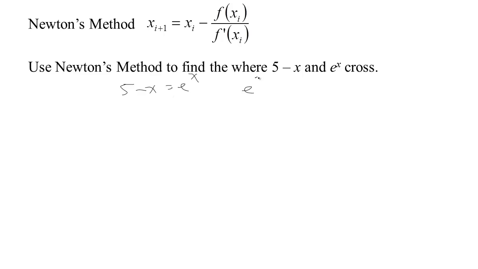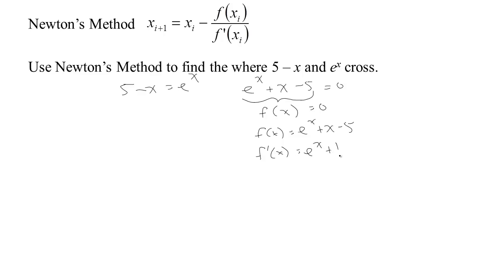Solving this equation would be the same as finding out where e to the x plus x minus 5 equals 0. Once we have it in the form of f of x equals 0, then we can apply Newton's method. Okay, so in this particular case, f of x is e to the x plus x minus 5. So the derivative would be e to the x plus 1.